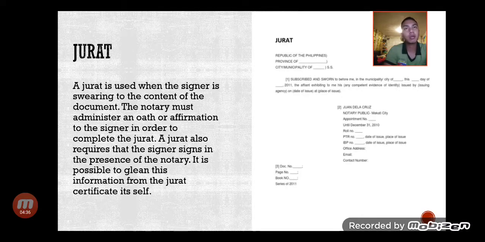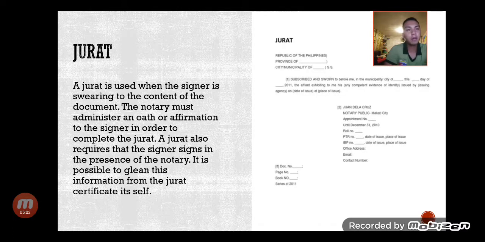So ang jurat is a document stating that the signer is swearing to the truthfulness of the document. So parang I, Niljan, swear that the contents and the statements within the document are truthful. I support that the contents of the said main document are truthful.